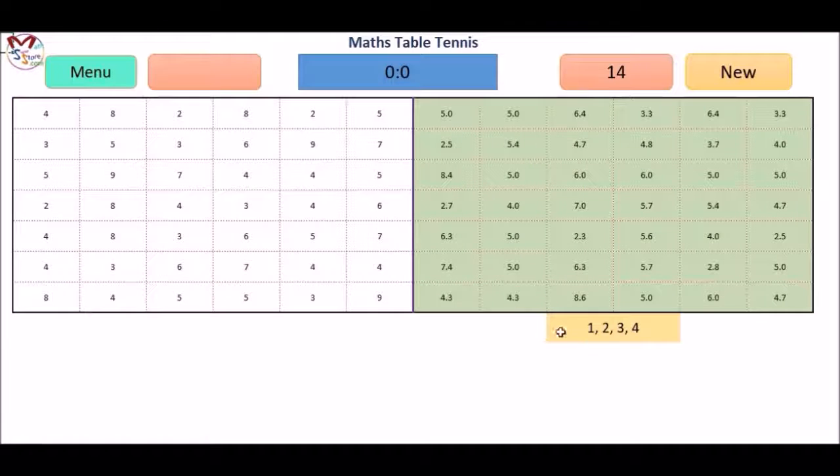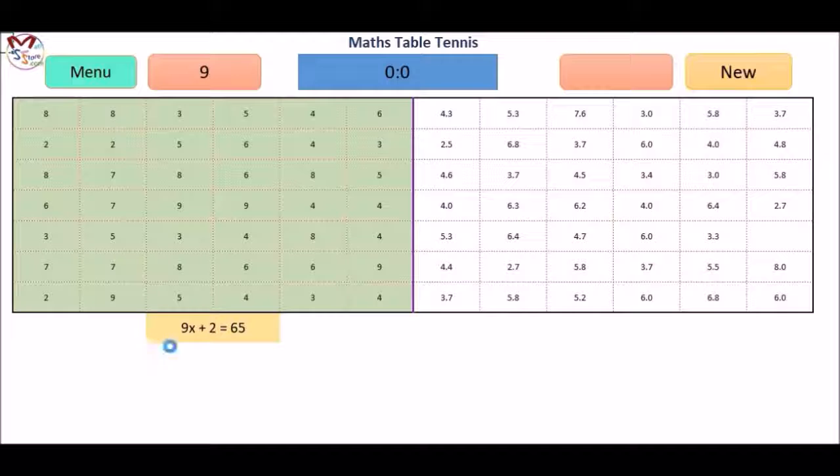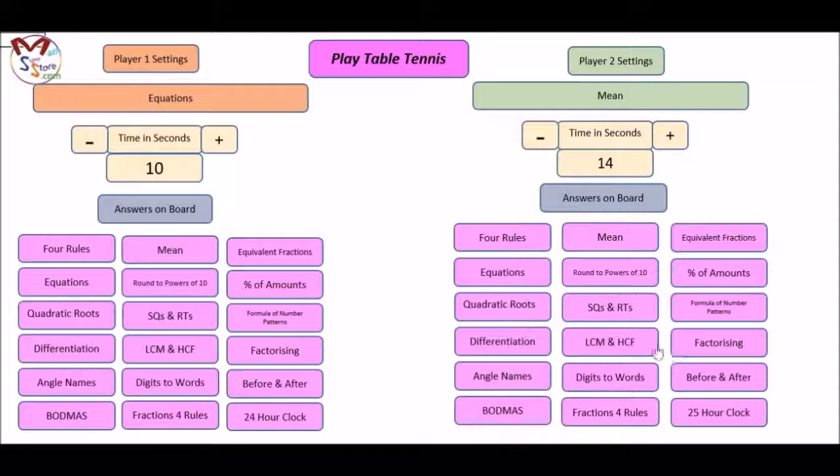Both the answers are getting asked, so it's 6, 7, 10 divided by 4, so you have to work it out, which is 2.5, whatever it is, there we go. And then this one's equations. Go back to the main menu.